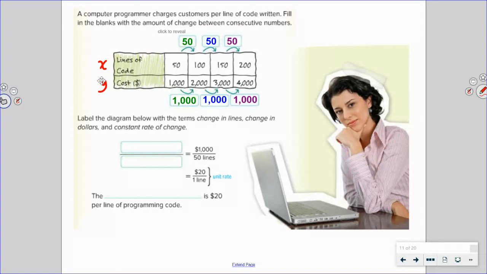Now, in labeling the diagram, and sorry, folks, if I didn't say this before, this is in your notes. We have to identify first that the change in money depends on the change in lines. That's why we put dollars per line. And then we find the constant rate of change by reducing it down to a unit rate. So in this case, there is a constant rate of change. How much is that? Sure, you could say $1,000 for every 50 lines, but it's a lot clearer to say $20 per line.